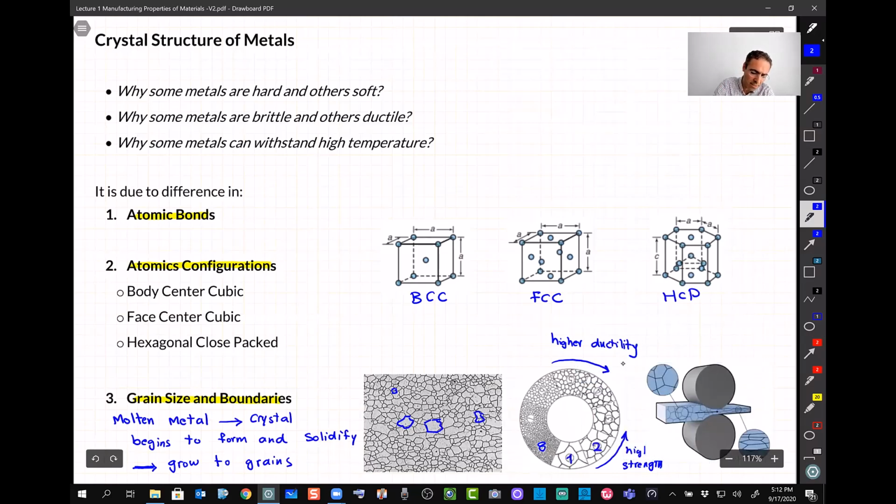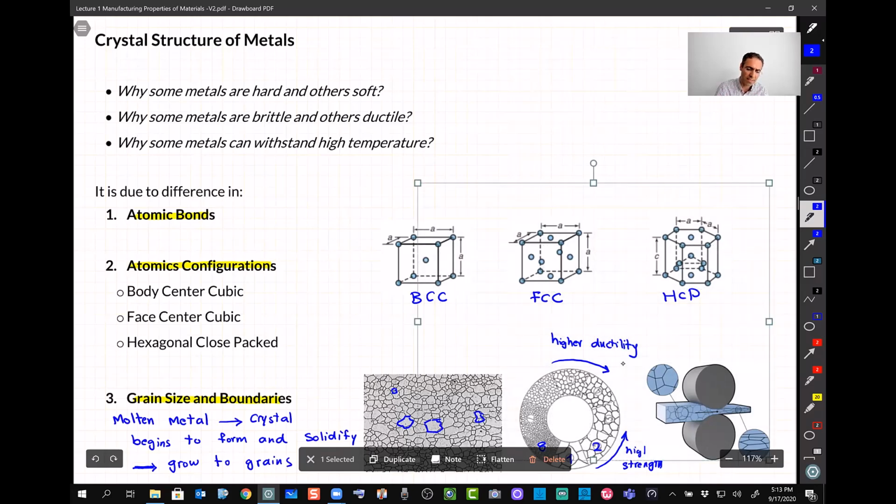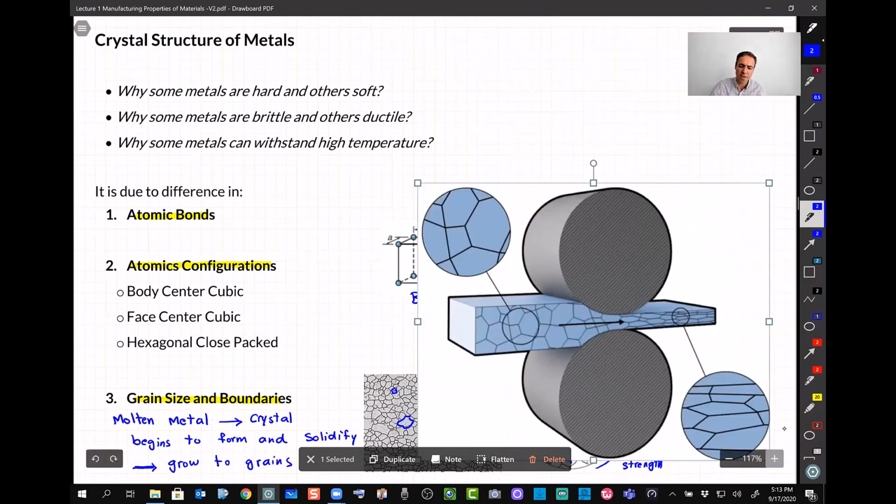So Daniel is asking, which is a good question, when we do a process such as rolling, like this one, you see the grains. Let me zoom to that image. So you will see the grains change and they become longer in one direction and smaller in another direction. So it means the property of this material is going to be different in, let's say, horizontal or vertical direction.